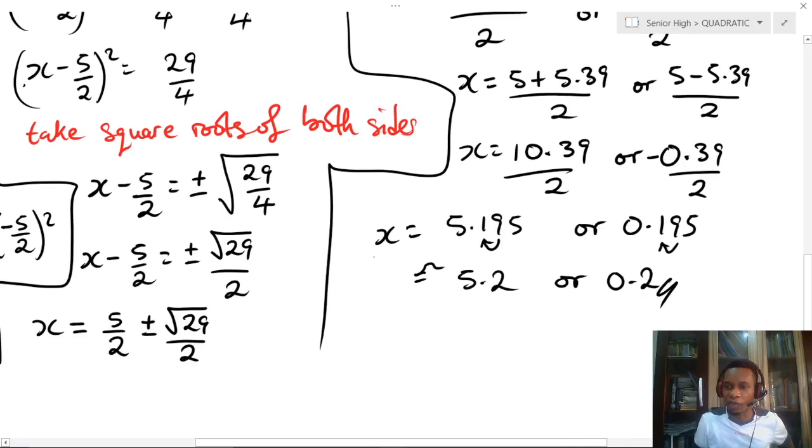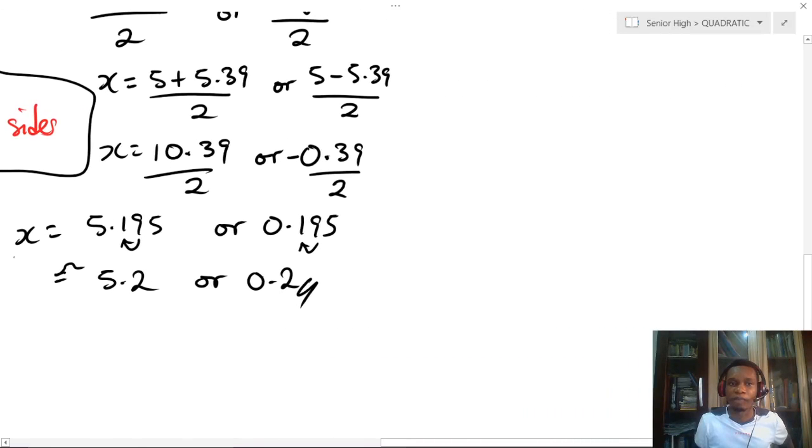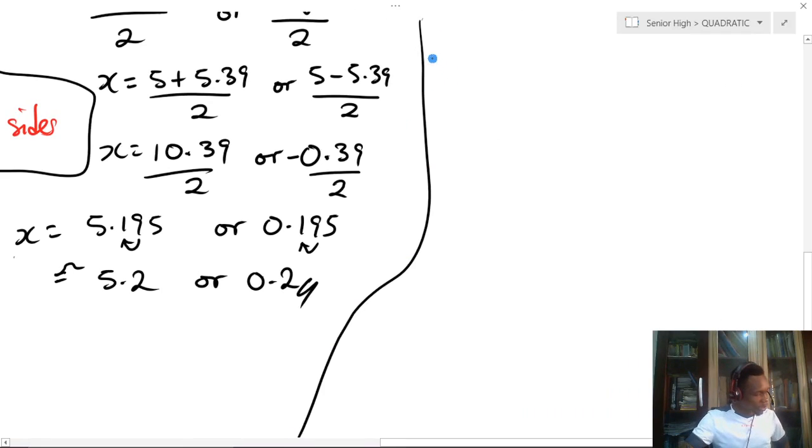My board now to a fresh page. It's not too fresh, but it's manageable. They asked us this question: what must be added? Now this is a why question. What must be added to the expression x squared minus 8x to make it a perfect square?